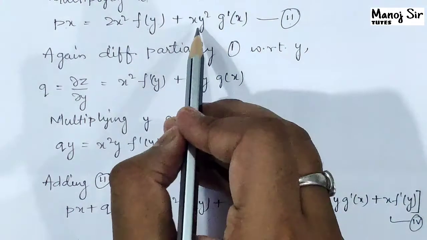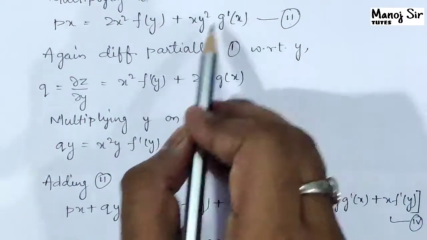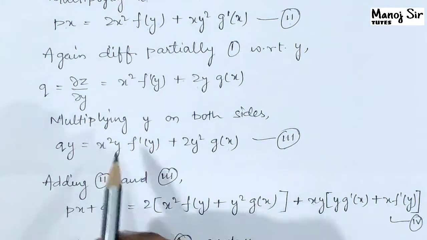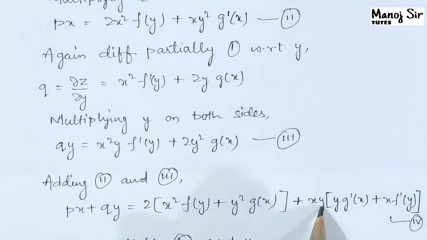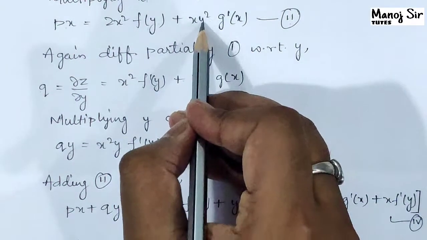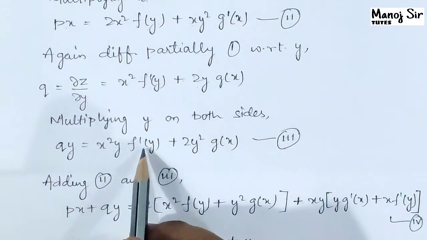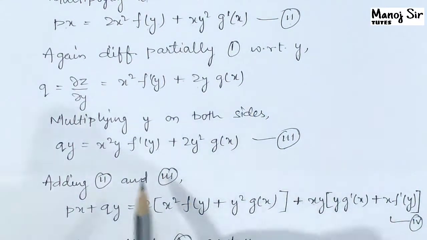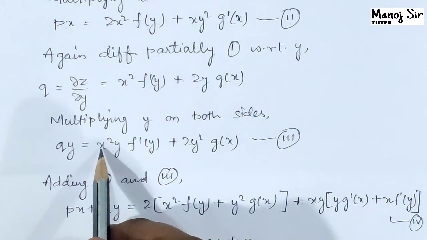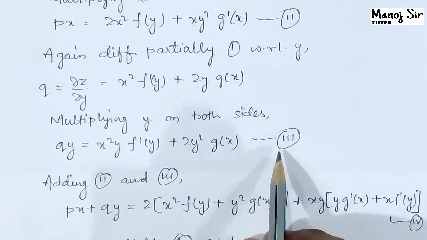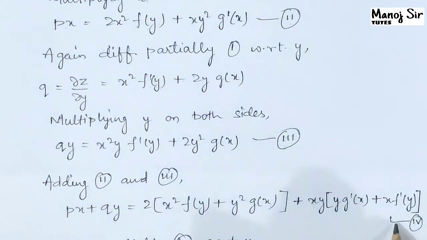Again, in these two terms, if you see, here we have x into y, here again we have x into y, so we can take x into y common. What is left? That is y into g dash of x, and what is left here? That is x into y dash f dash of y. What is left here after taking x into y? That is x into f dash of y. Now this is equation number 3. Now I'm taking this as equation number 4.